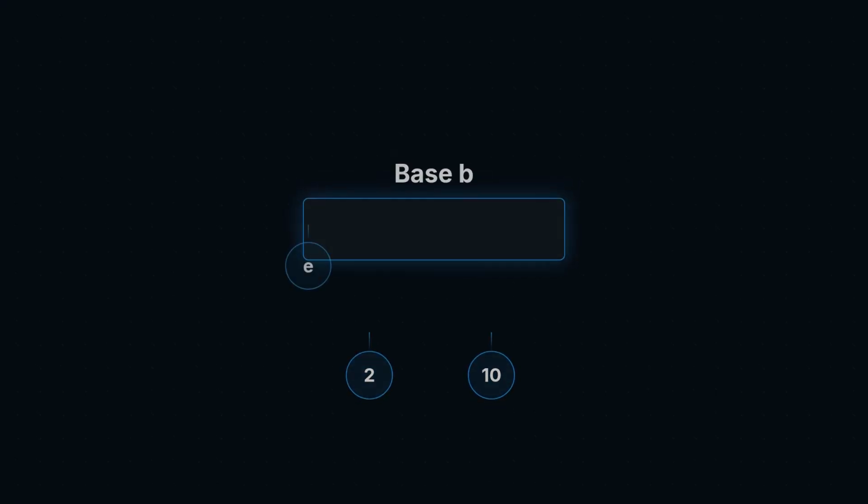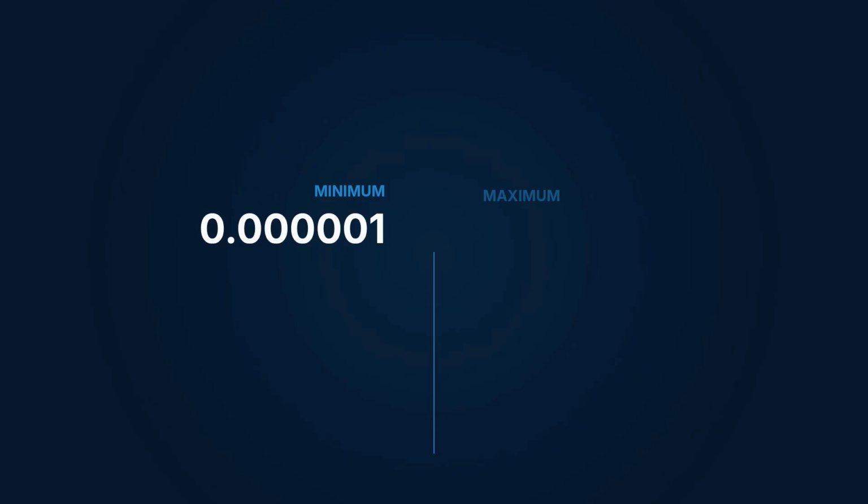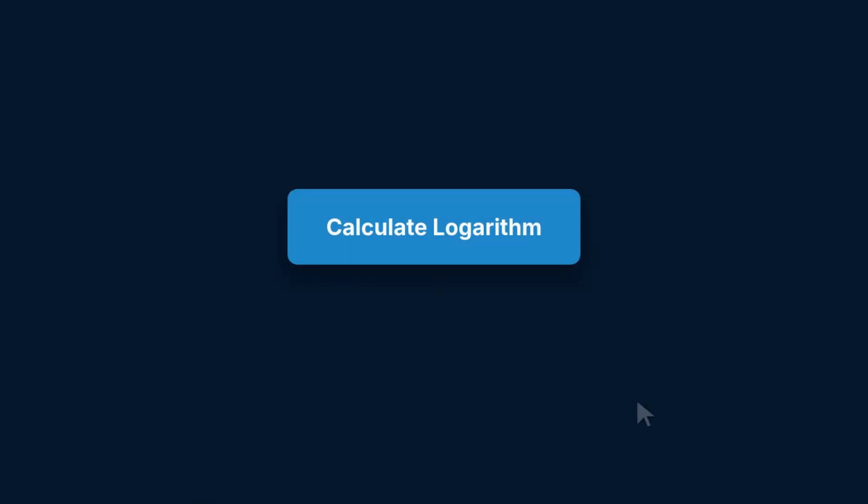Second is base b, where you enter the base for your logarithm calculation, such as 10, 2, or e. This also has a minimum value of 0.0001 with no maximum limit. After entering both values, click the Calculate Logarithm button to get your result.